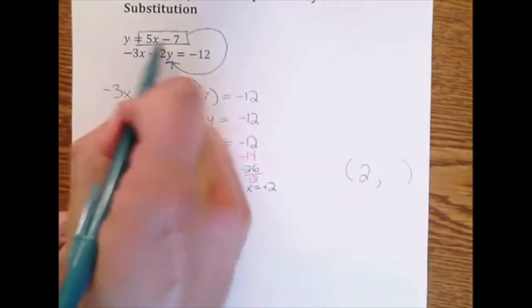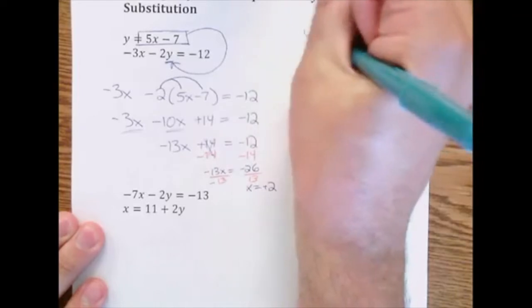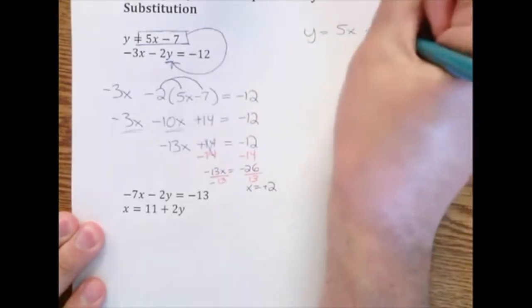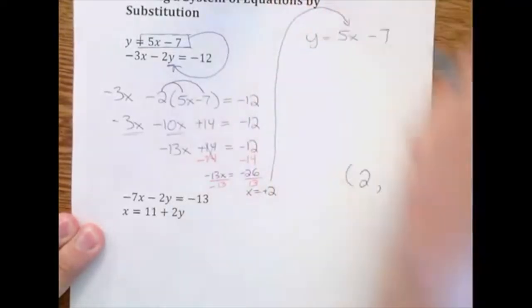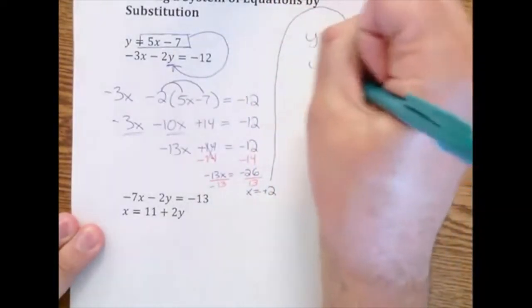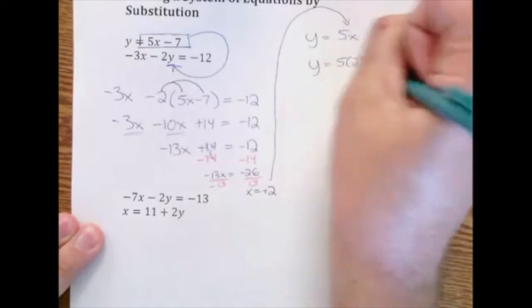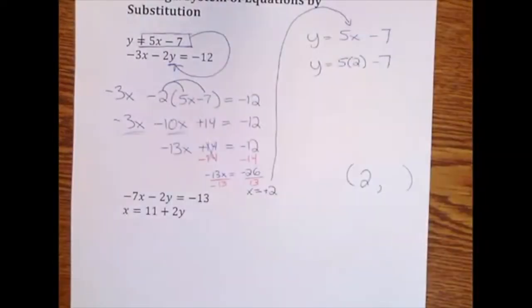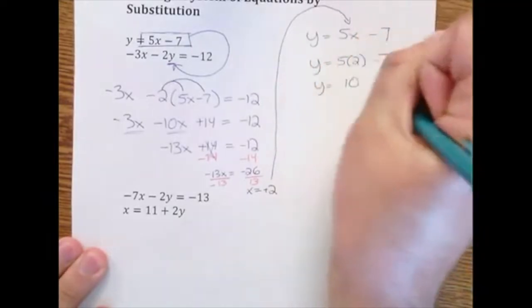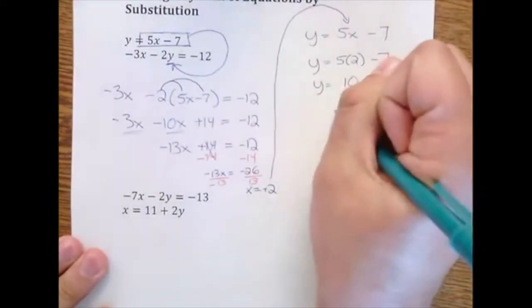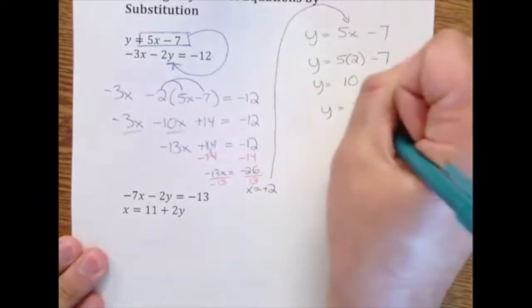So I'm just going to use the top equation I have listed here, which is y equals 5x minus 7. I'm going to take that positive 2 and just plug it right in. So we have y equals 5 times 2 minus 7. Clean that up. y equals 10 minus 7, which is y equals 3.